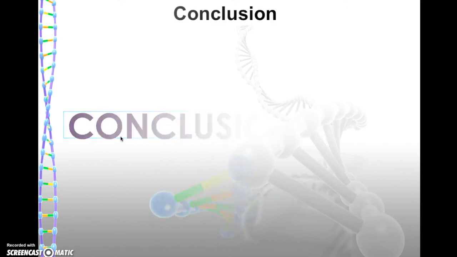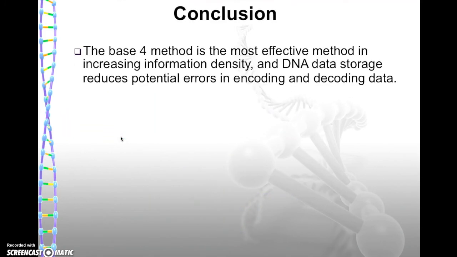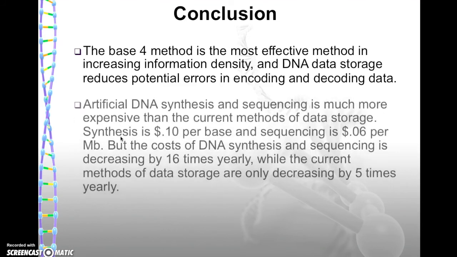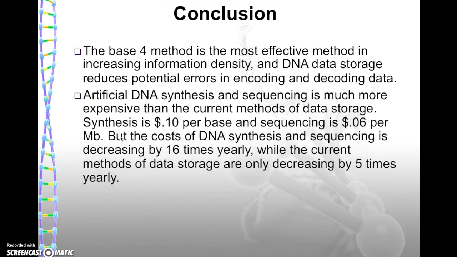To conclude, what we learned is that the base 4 method is the most effective method in increasing the information density, and also DNA data storage generally does reduce the number of potential errors in encoding and decoding the data that we need to do. So why aren't we using this all the time? Why haven't we been using DNA all the time?